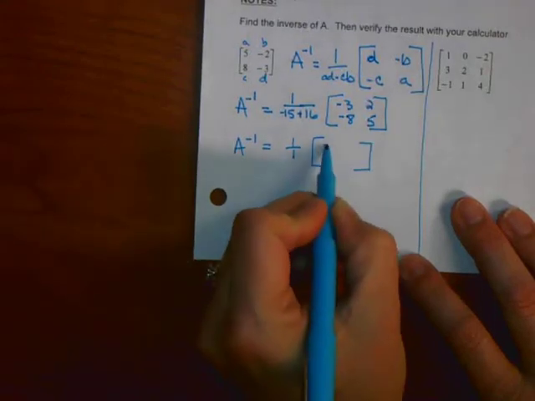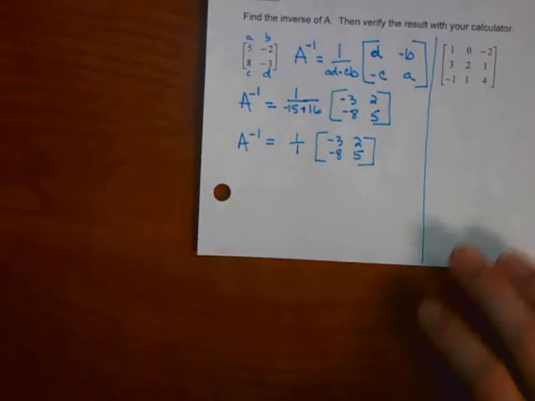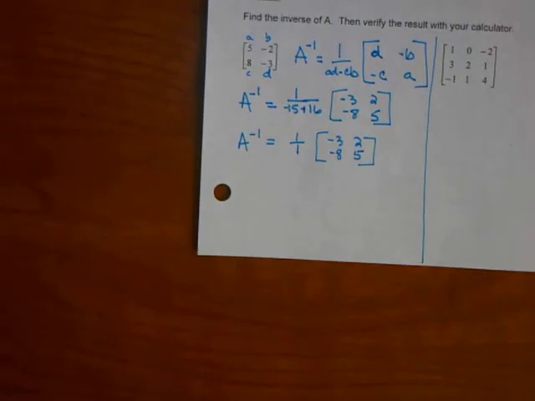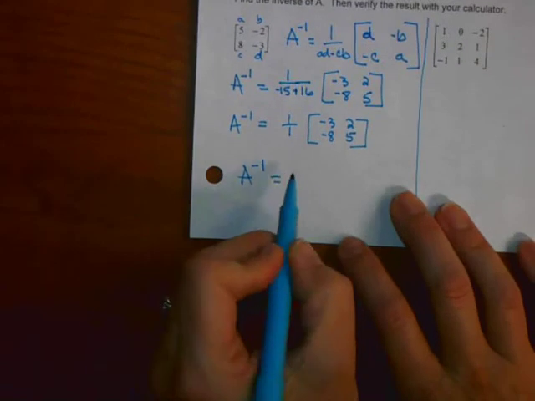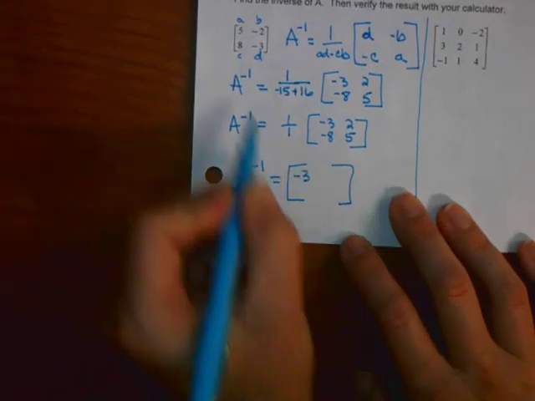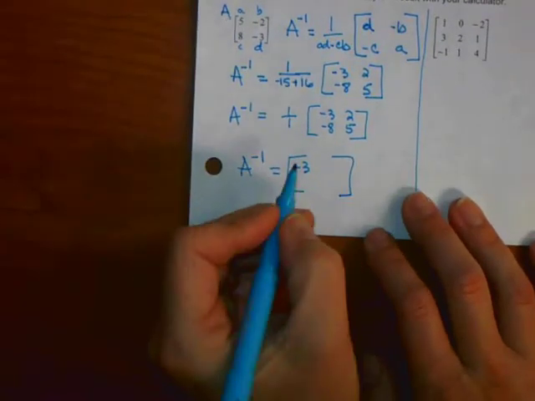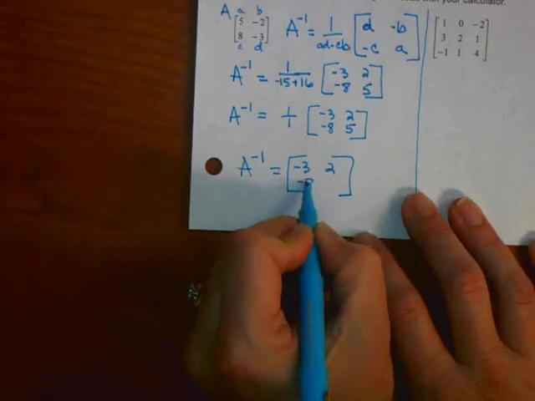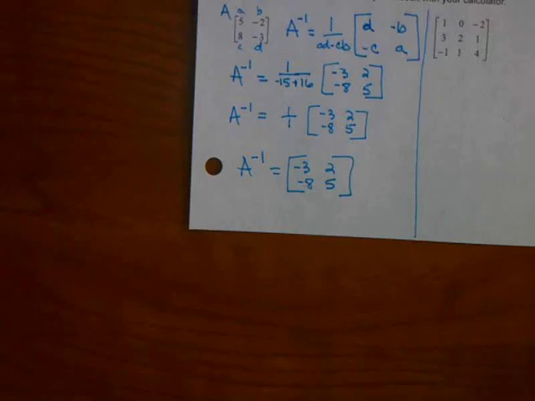Times this. And 1 times anything is just that thing. That's false. 1 times 0 is 0. Okay, you're right. Got me on that one. So, the inverse of this matrix right here, which we'll label A, is this. And I'll show you the purpose of that on the back side here. We found the inverse.